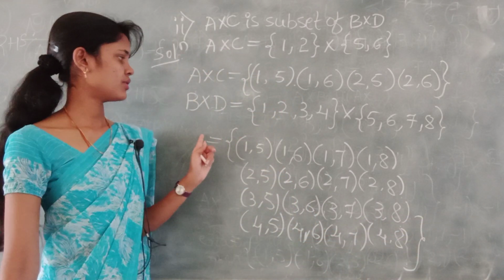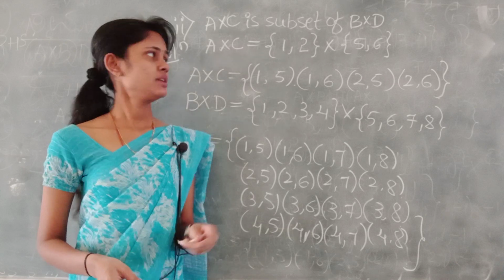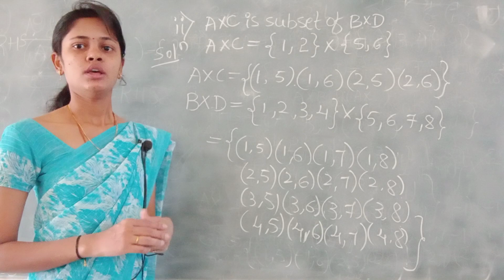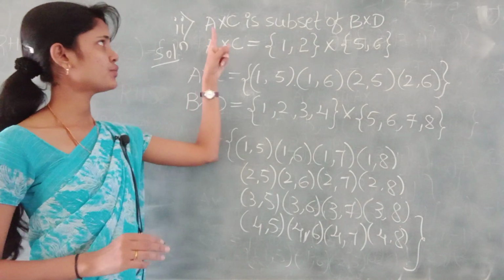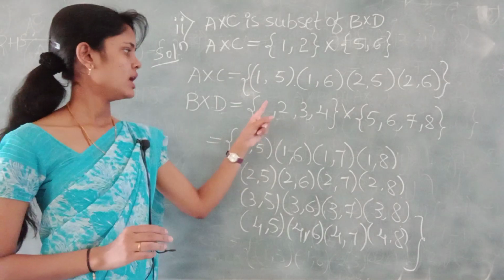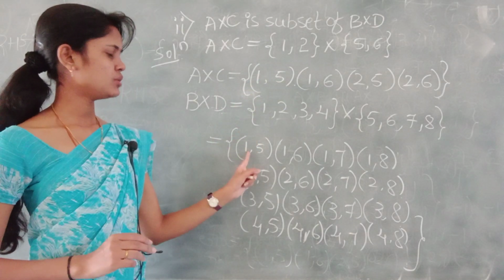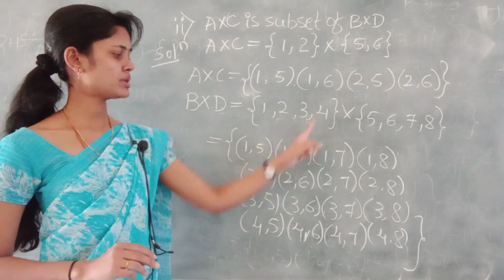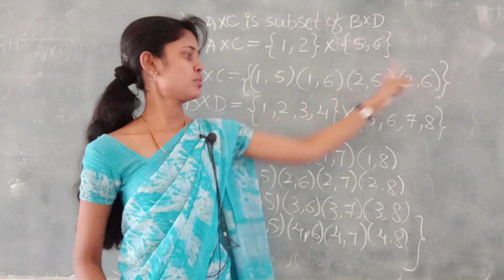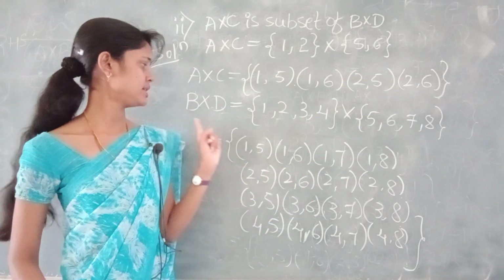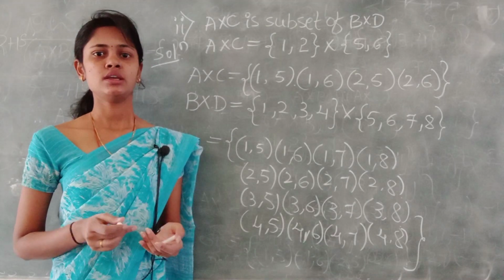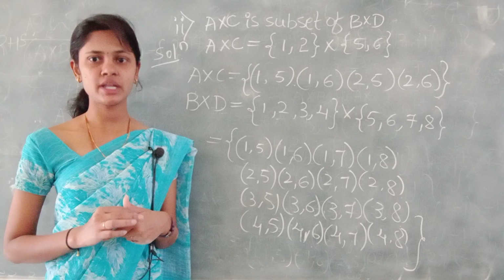So this is our B cross D. Then we have to check whether A cross C is a subset of B cross D. Subset means every element of A cross C must be an element of what? B cross D. Let us check. 1, 5 is in B cross D, 1, 6 is there, 2, 5 is there, and 2, 6 is in B cross D. So every element of A cross C is an element of B cross D.